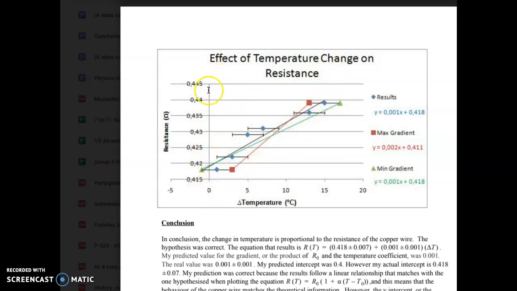You can have a false origin, which is fine if that's helpful for you. And you make sure that you label your axes correctly, and you would use a key to show your maximum and minimum slopes.